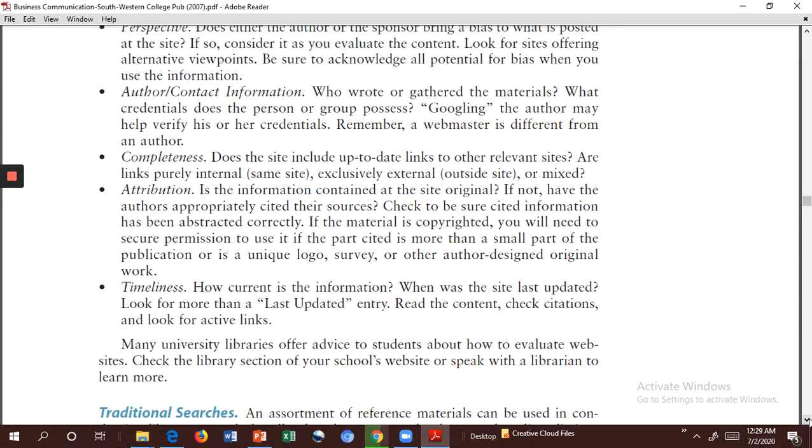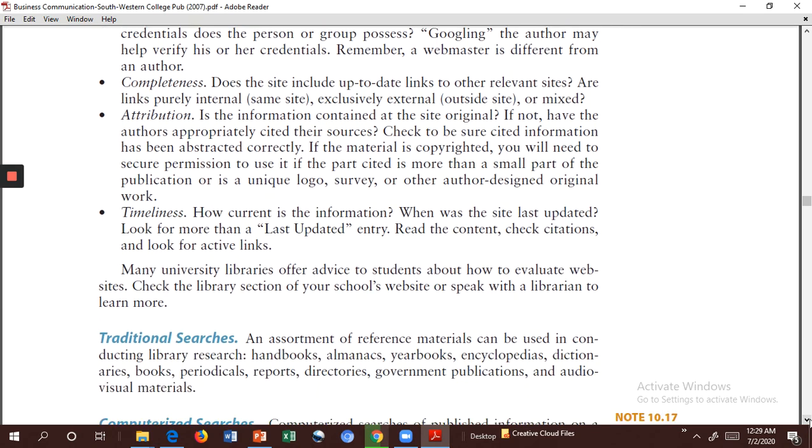Timeliness: how current is the information? When was the site last updated? Look for more than a last updated entry with the contact. Check citations. Look for the active links.